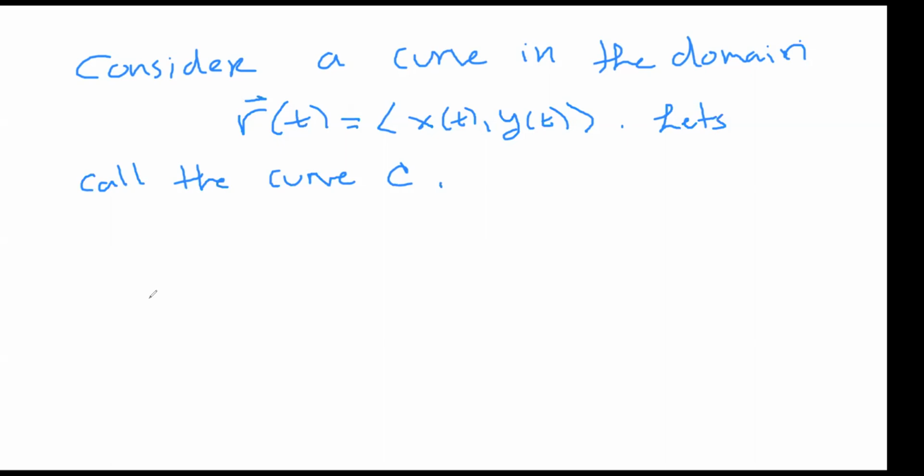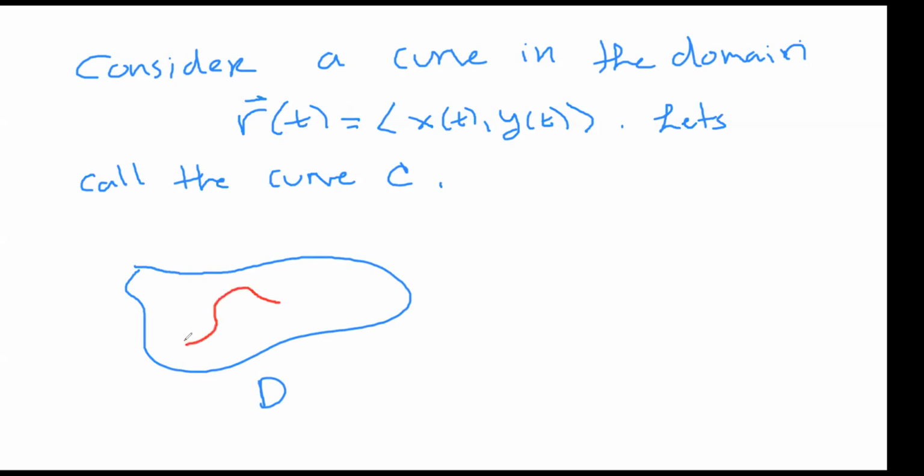So if we have our domain, what does our curve look like? Well, our curve is just some trajectory. So this could be, say, r of a, and this would be the point r of b.